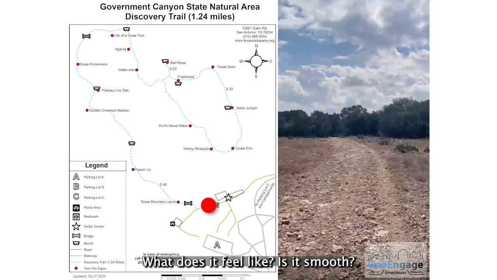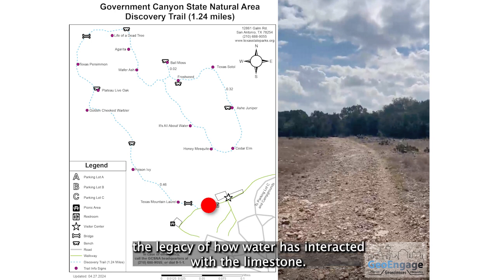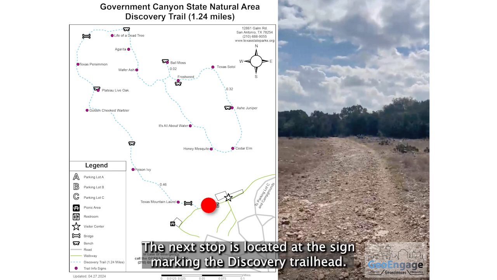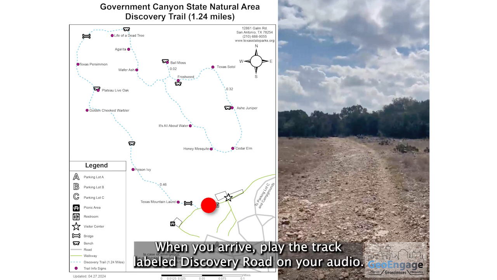What does it feel like? Is it smooth? Is it rough? The rough divots and holes reflect the legacy of how water has interacted with the limestone. Let's continue learning. The next stop is located at the sign marking the Discovery Trailhead. When you arrive, play the track labeled Discovery Trailhead on your audio.